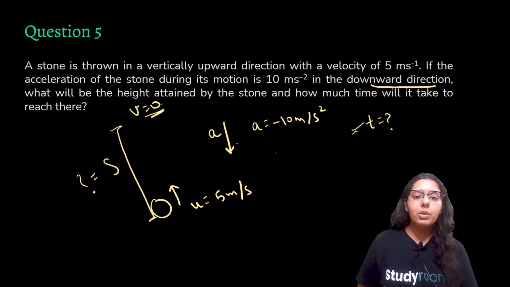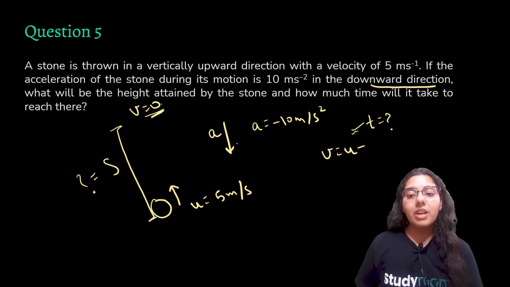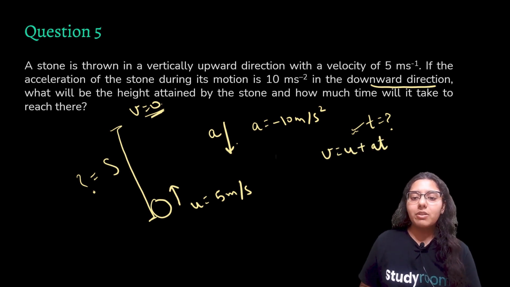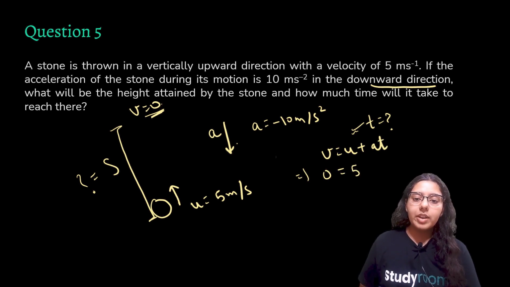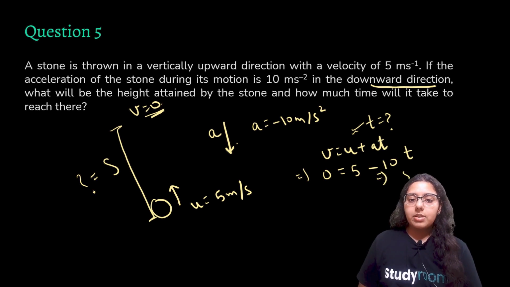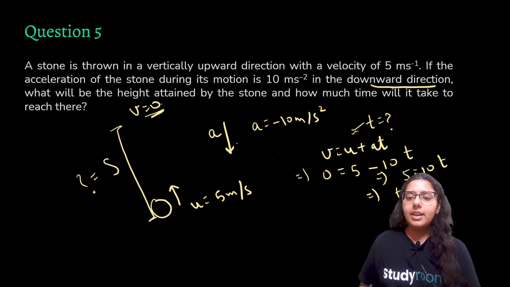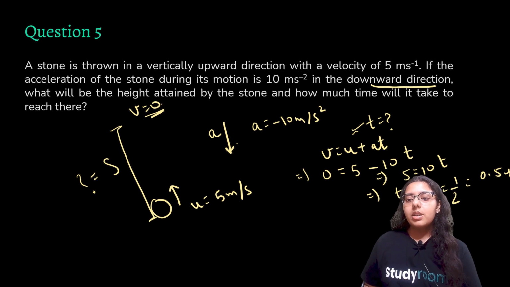Which equation of motion are we supposed to use? First equation of motion: V equals U plus AT, which implies 0 equals 5 minus 10 into T, which implies 5 equals 10T, which implies T equals 5 by 10, that is 1 by 2, that is 0.5 seconds. Isn't that simple? You just have to apply the equations of motion.